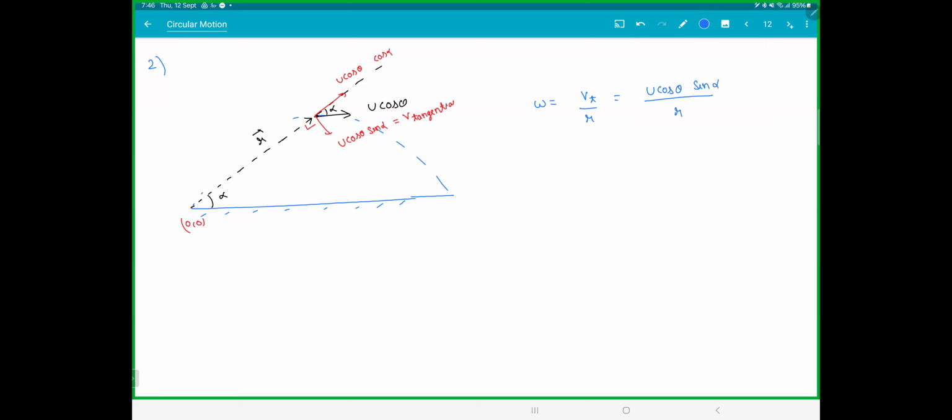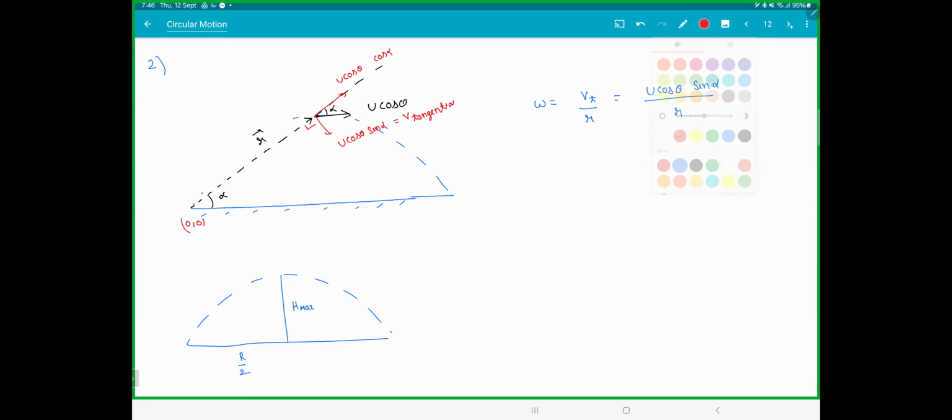Now, how to find that? This height is H max, and how much is this? R by 2. So from here to here, this is your r bar, and this angle is alpha. So r is nothing but root over h square plus R square by 4, where R is the range and h is the maximum height. And what is tan alpha? H by R by 2. It's pretty messy actually.